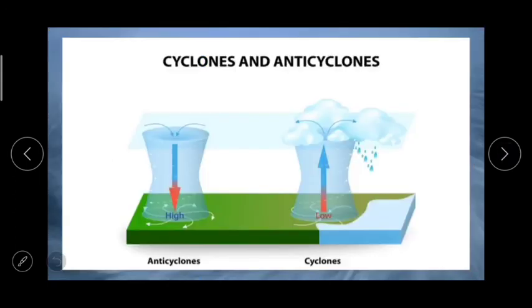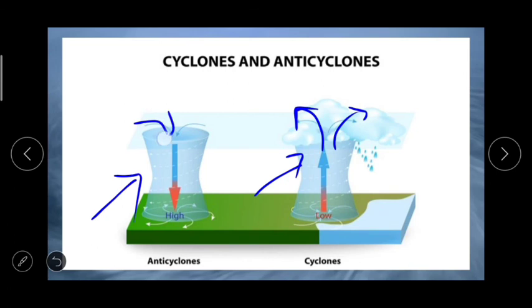Then the next thing, here you can see the difference between cyclones and anticyclones. This one anticyclones and this one cyclones. Low pressure area surrounded by high pressure area, and here the direction of the wind you can see. So by observing this figure, try to understand the basic difference between the cyclones and anticyclones.